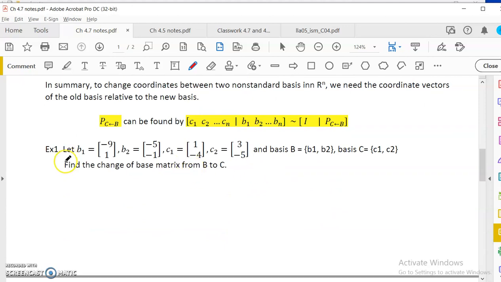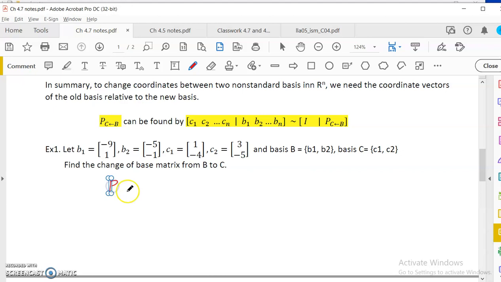For example, I have two bases for a vector space. B1 is negative 9, 1. B2 is negative 5, 1. C1 is 1, negative 4. Okay, and they are both bases. They are independent and they span a vector space V. I want to find the change of base matrix from B to C.